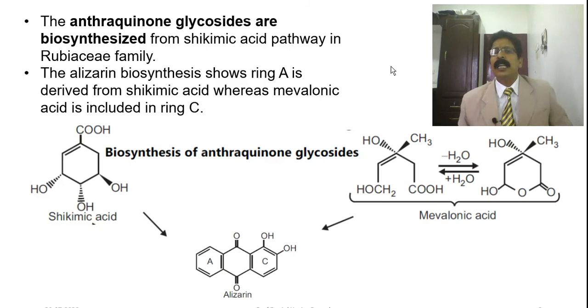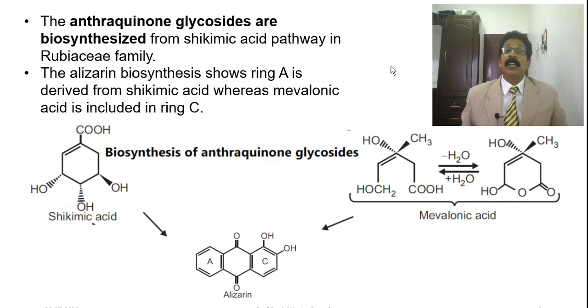And now we are coming to the next, anthraquinone glycosides, which are also biosynthesized by the shikimic acid pathway in the Rubiaceae family. Alizarin is the product which is shown here. Alizarin is an anthraquinone glycoside, which will have a quinone derivative with OH groups. It is synthesized by the shikimic acid pathway in the Rubiaceae family.